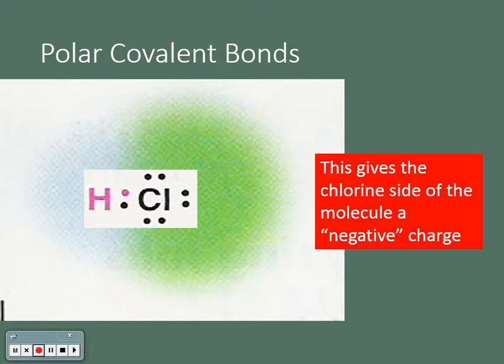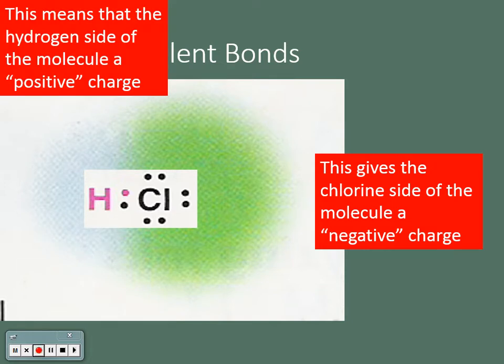So as you can see on the board, this gives chlorine a partial negative charge, and it gives hydrogen a partial positive charge, okay? Here's my real-world example to illustrate this.